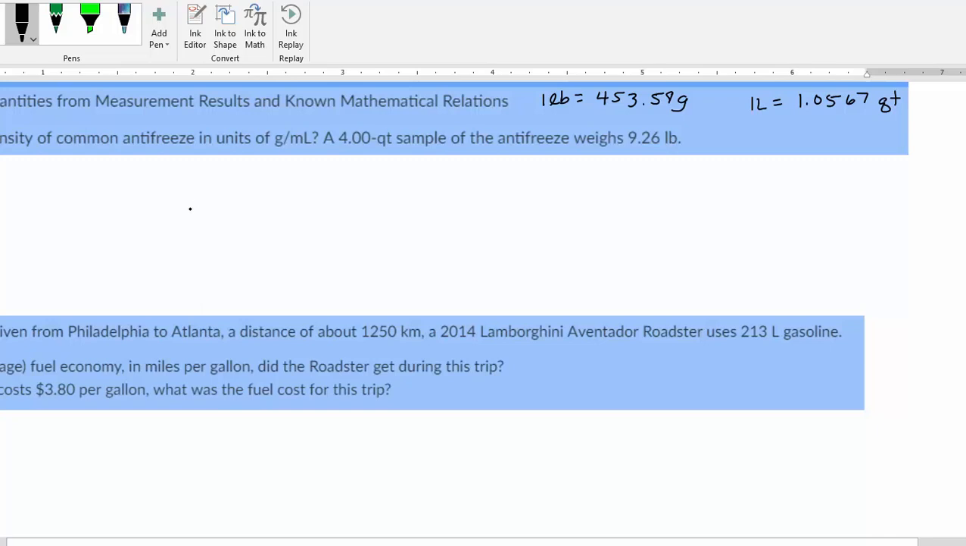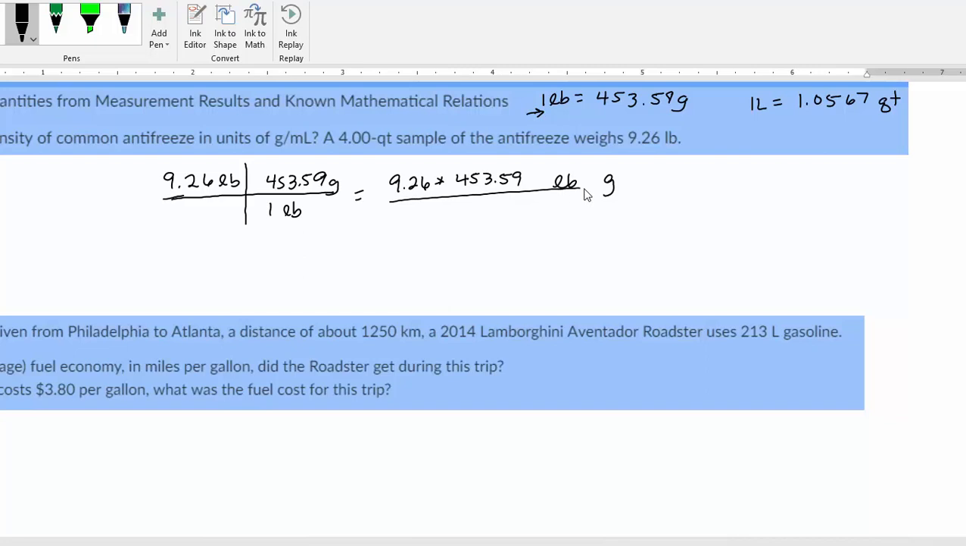So I'm going to start with pounds. And you know what? I'm going to do this the short way first, or the long way, depending on how you look at it. So first I'm going to convert my pounds. I'm going to use this first equivalency factor. I'm going to put pounds in the denominator and grams in the numerator. And when I do that, I have 9.26 times 453.59. And then I have my units, pound and gram, and that will be over 1, which is my only number.